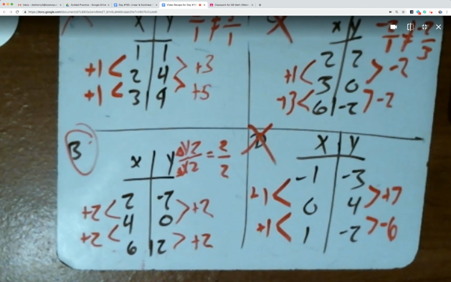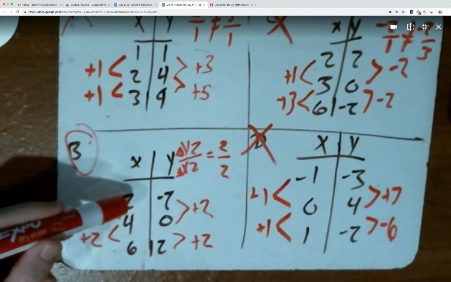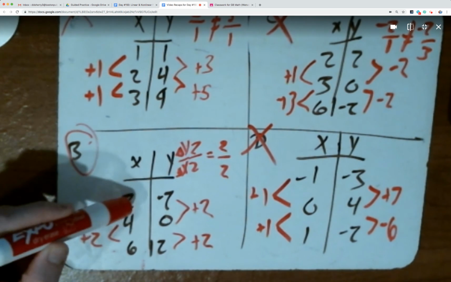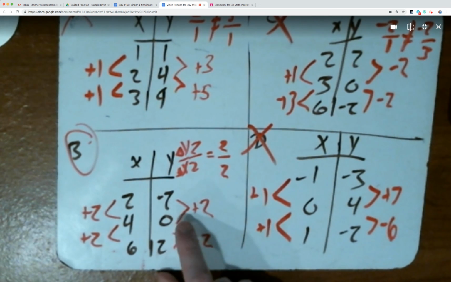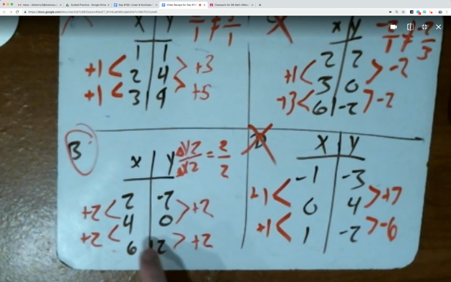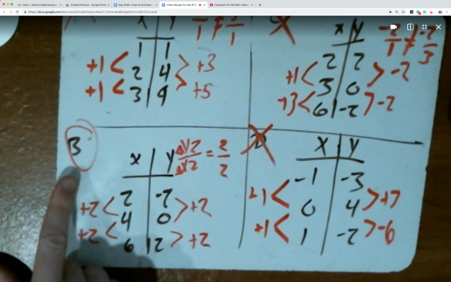So if we take a look one more time at B, we see the y value increases by 2, and during that time x went up 2, and then that same pattern of y increasing by 2 and x increasing by 2 shows that's our linear table.